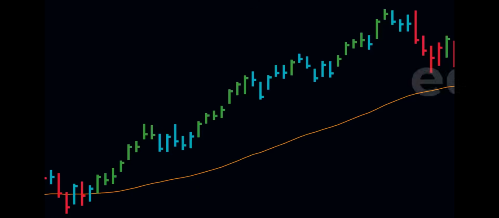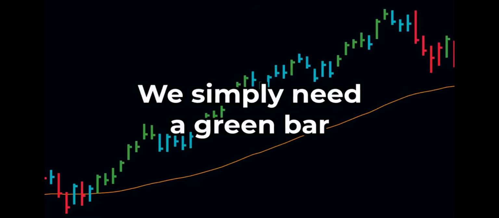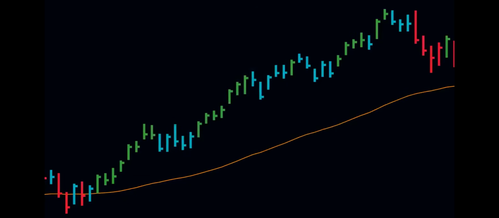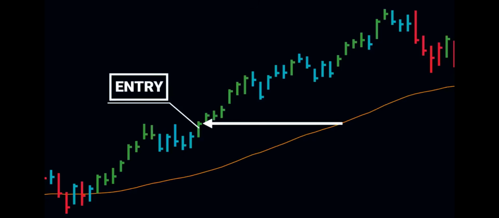Now, for our entry, we simply need a green bar immediately after the set of blue bars. And as you can see, we get a green bar after this set of blue bars. This is our entry. We shall enter a buy trade at the close of this bar.